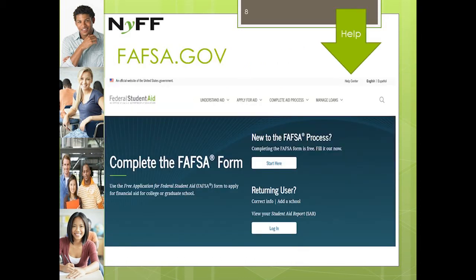This is a screenshot of FAFSA.gov or studentaid.gov. The reason that we show this screen is to ensure you are accessing the free website. If you feel that you need assistance in completing this application, there are built-in help resources available online. You could also reach out to a member of OSFA's Outreach Services team, your high school counselor, or a financial aid professional at your institution. We can all help at no cost to you.